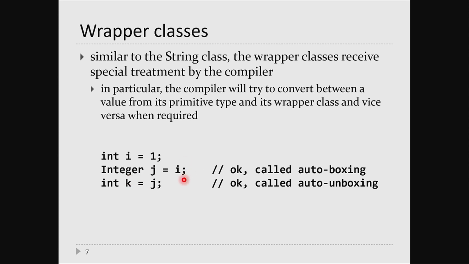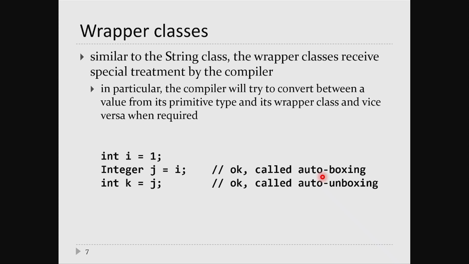That's weird, because you know that Integer is a reference type, so there should be a constructor call here. But Java makes the exception for these wrapper type classes. You don't need the constructor call here. You can simply write j equals i. And what the compiler will silently do is it will take that value 1, and make you a new Integer object whose value is 1. So that's called autoboxing, when you take a primitive type and automatically convert it to its corresponding wrapper type.